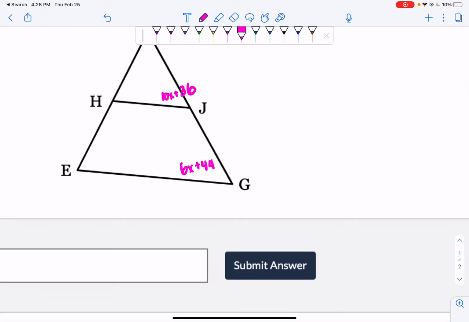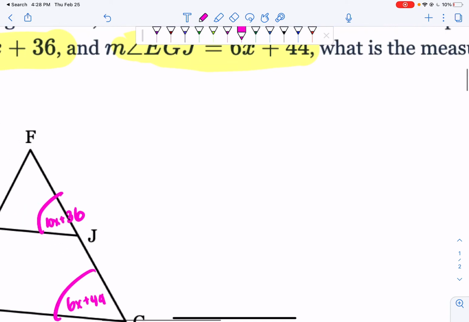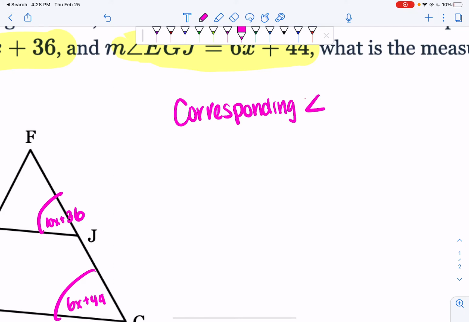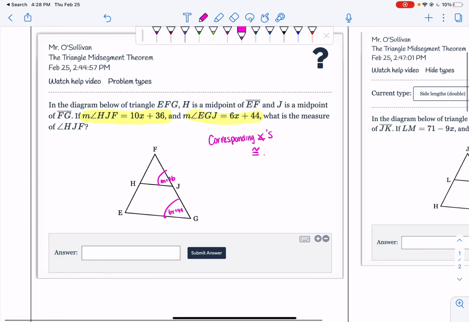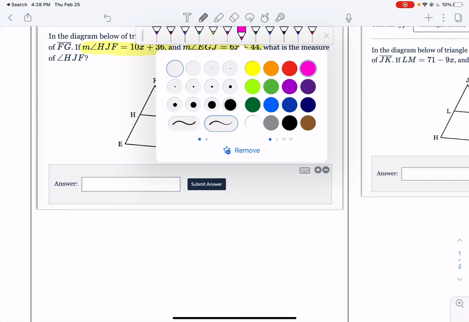So you heard me and Miss Colorundo say this during class. We said that these are going to be corresponding angles. And we know from our parallel lines unit that corresponding angles are congruent. So whenever we have congruent angles, all we have to do is set these angles equal to each other. So I'm going to do 10x plus 36 equals 6x plus 44.